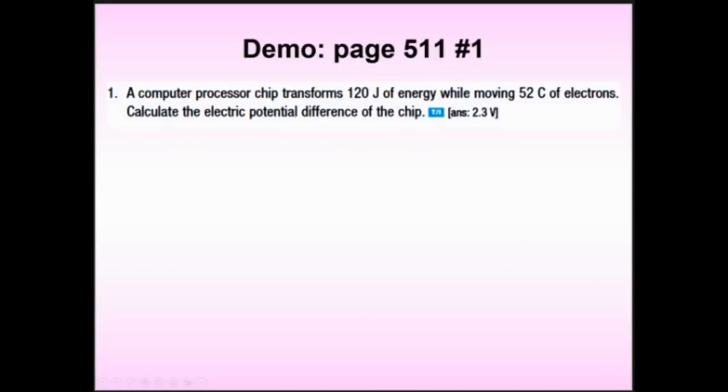A computer processor chip transfers, or burns, or needs 120 joules of energy while moving 52 what? I will never tell you 52 coulombs of electrons. I'll tell you 52 coulombs of what? Charge. I either give you the number of electrons or the amount of charge, but I'll never give you an amount of electrons. Calculate the electric potential difference of the chip.